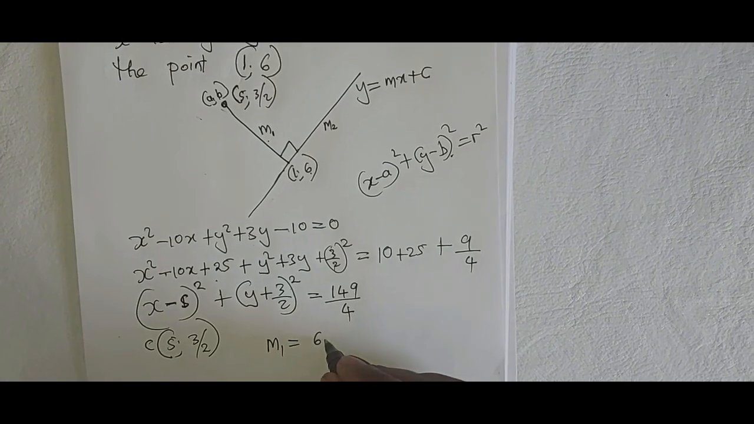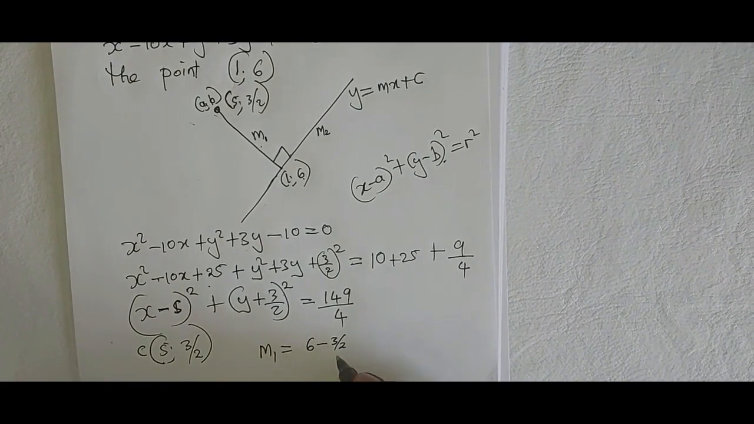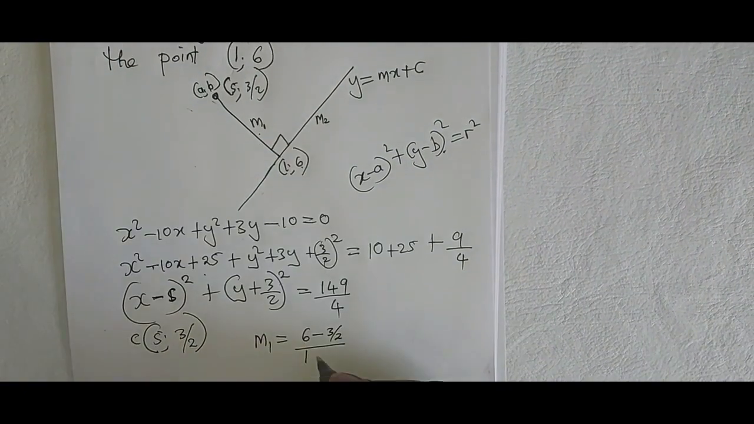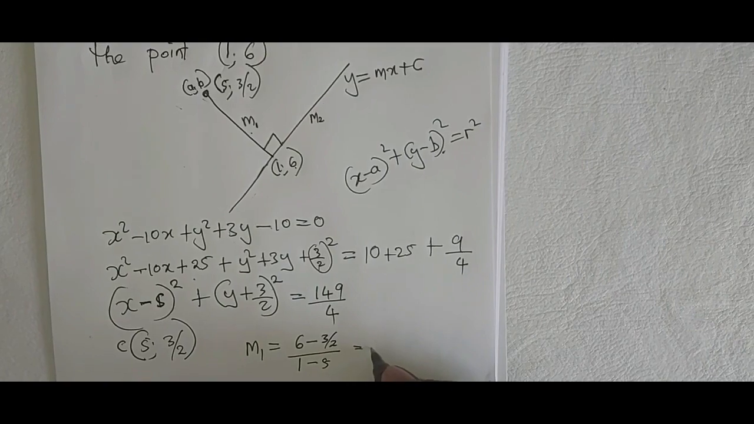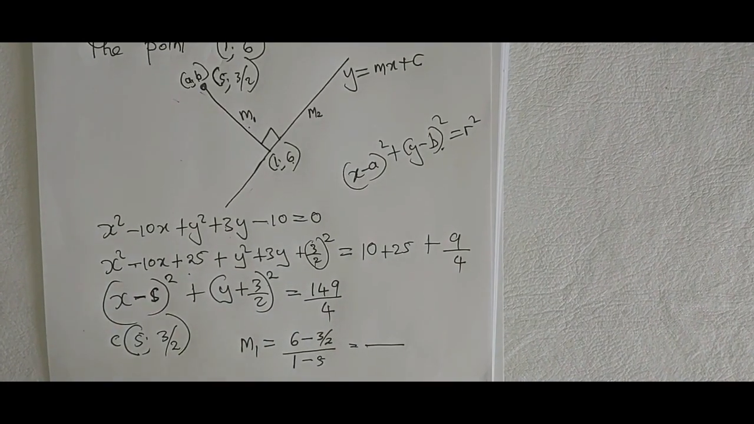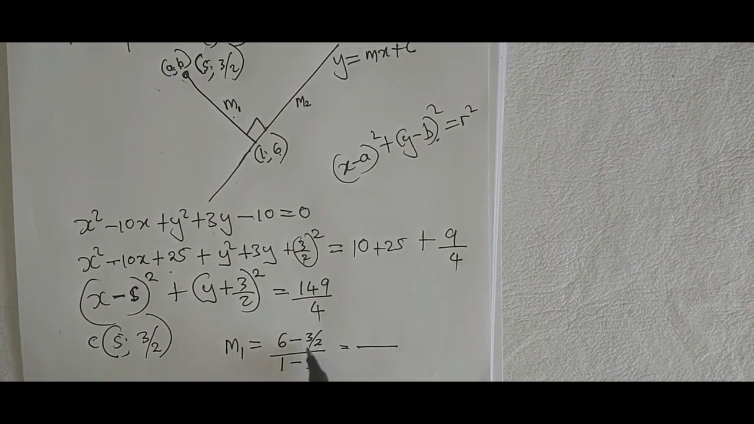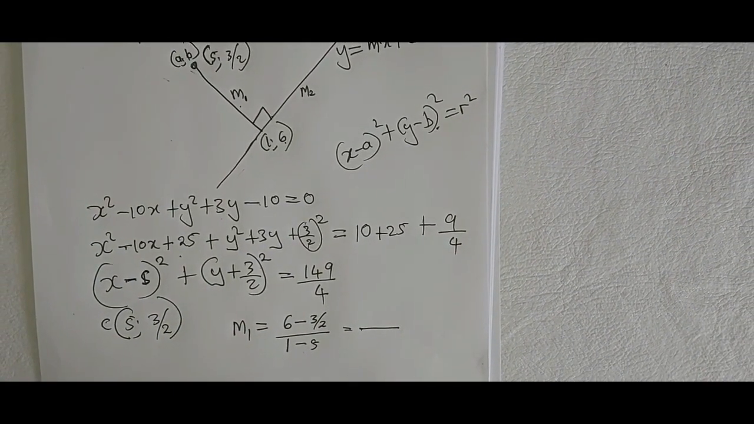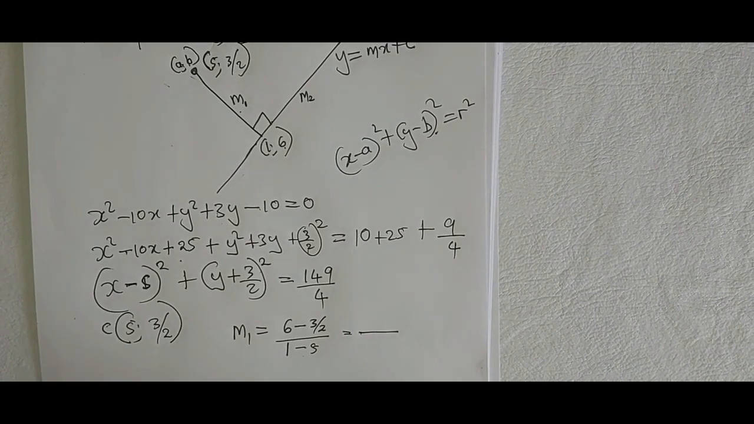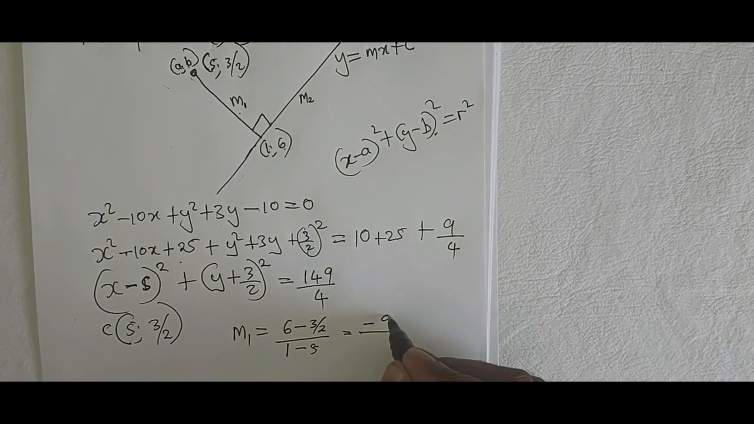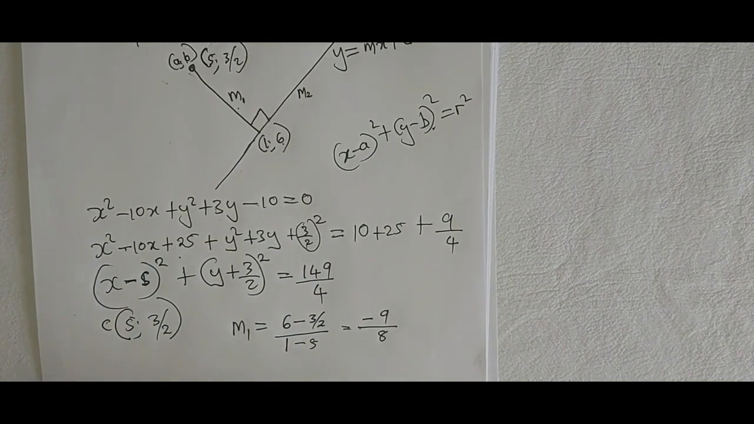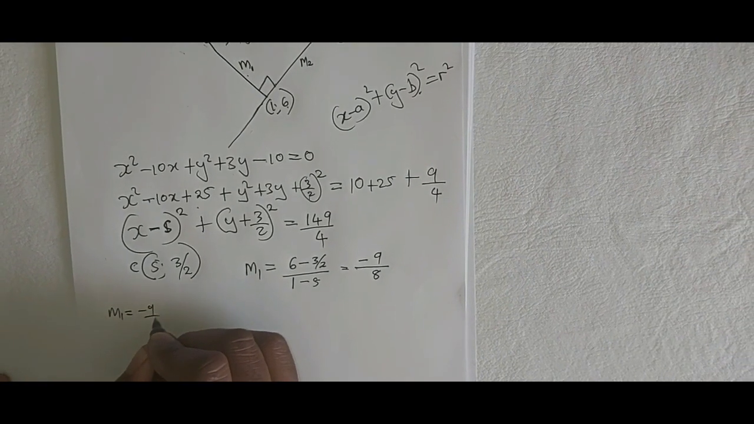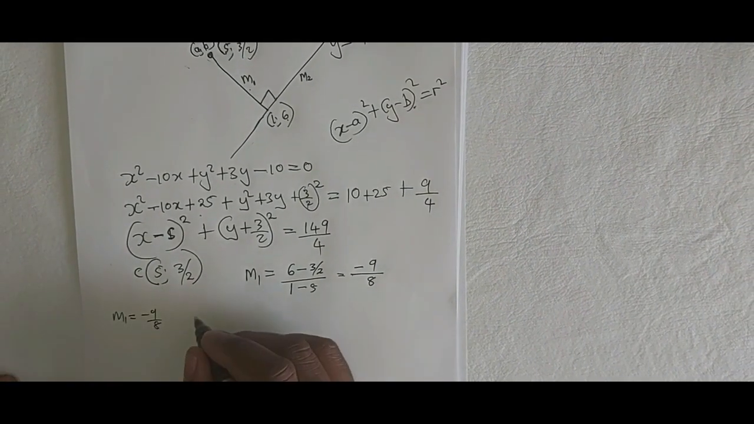Using the gradient formula, it will be 6 minus (minus 3 over 2), divided by 1 minus 5. You can just punch it into your calculator. We must get an answer of minus 9 over 8. Therefore, that is our M1.